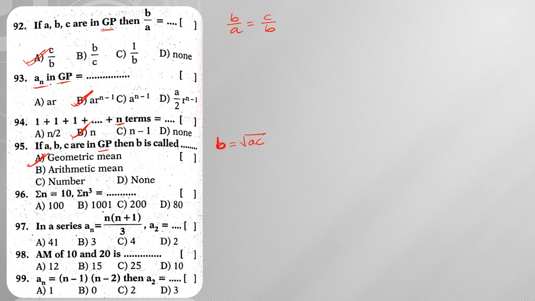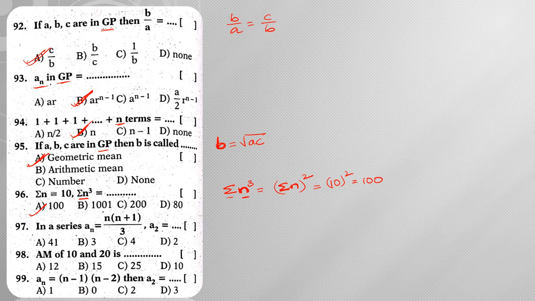Next, sigma n is equal to 10, then what is the value of sigma n cube? Just now we have discussed the formula. Sigma n cube can be written as sigma n whole square. Here the cube is only for the terms, and this square is for the sum of all the terms. Sigma n is given as 10, so sigma n cube can be written as 10 whole square, which is nothing but 100. So the answer is 100.